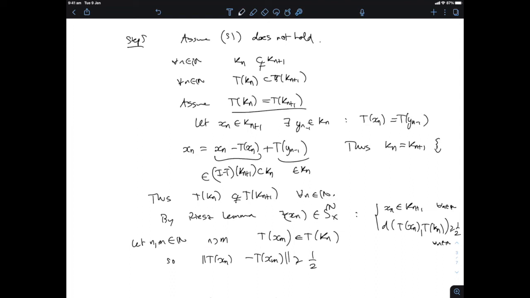But that prevents T of xn from having any converging subsequence. Thus T of xn does not have a converging subsequence, and so T cannot be compact, which is a contradiction.